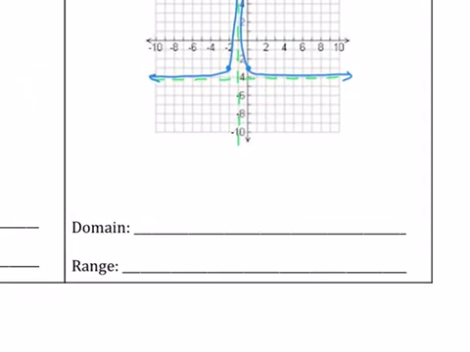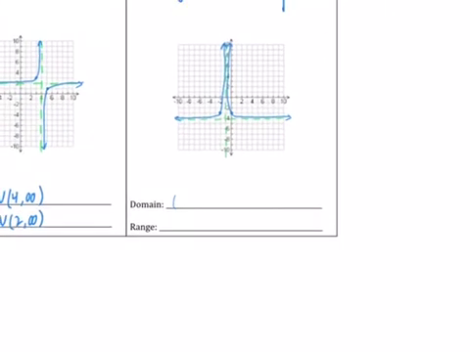And then my domain, I'm starting from the left, -infinity. I'm stopping at the vertical asymptote, which is -1. Starting back up at the vertical asymptote, going to the right to positive infinity. For the range, there's going to be only one piece because everything is above -4. So -4 to infinity, or you could also write that as y is greater than -4.